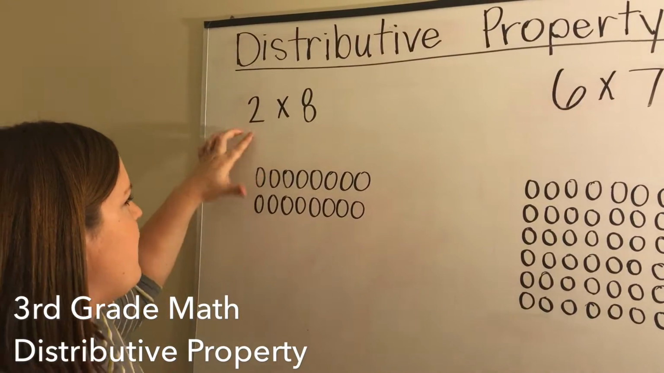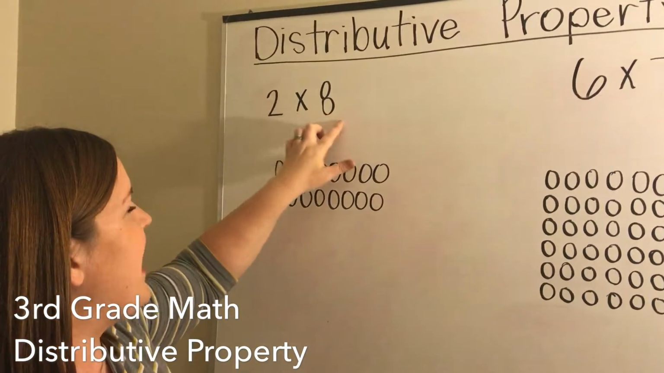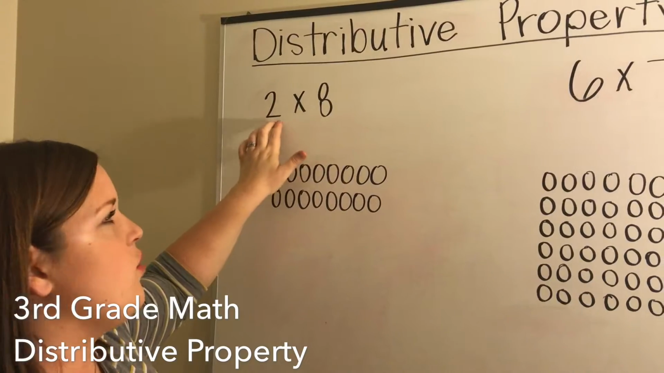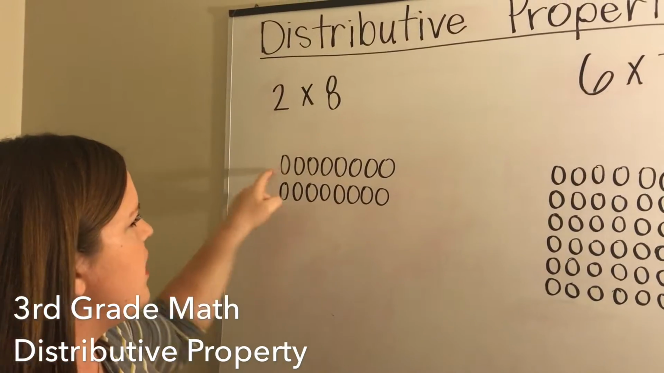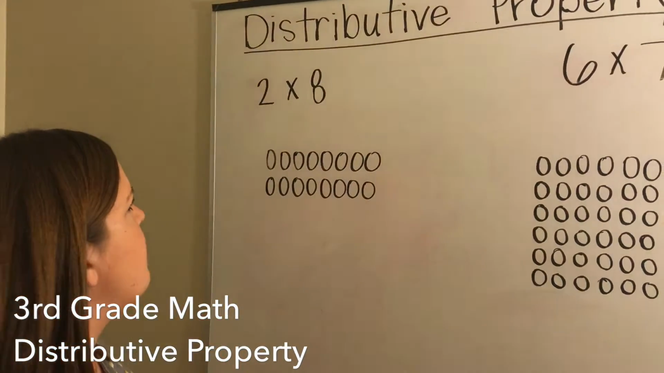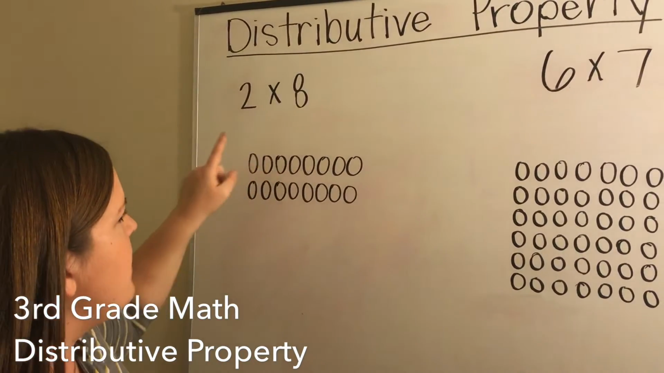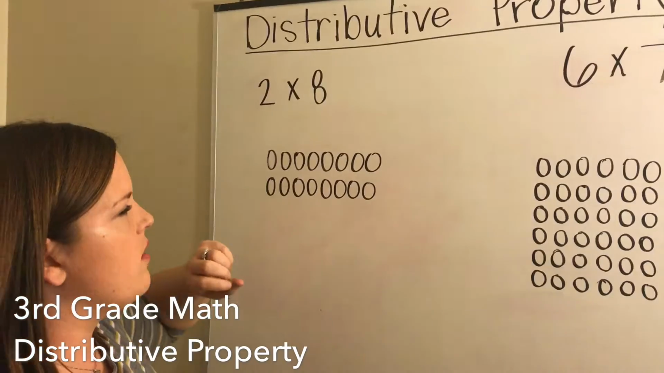And you can see here that I've already drawn an array. 2 times 8 represents 2 groups of 8 or 2 rows of 8. So that's why I have here 2 rows and there's 8 in each row. I already drew that out for you. So 2 times 8, we're going to break it apart into 2 smaller arrays.